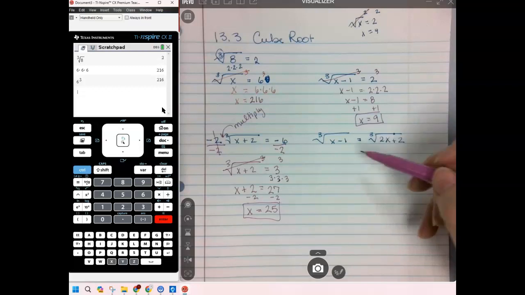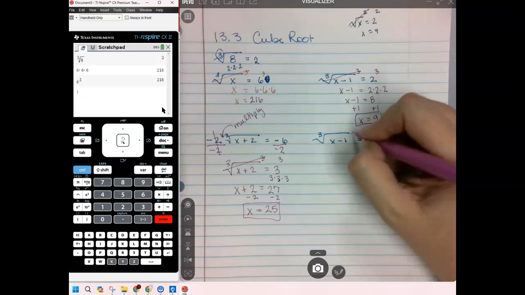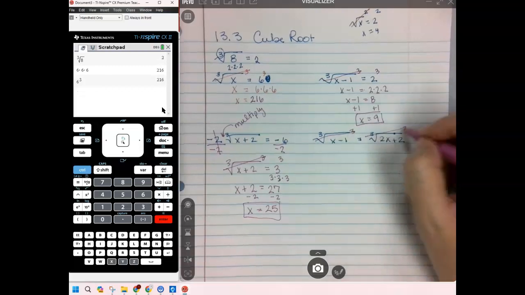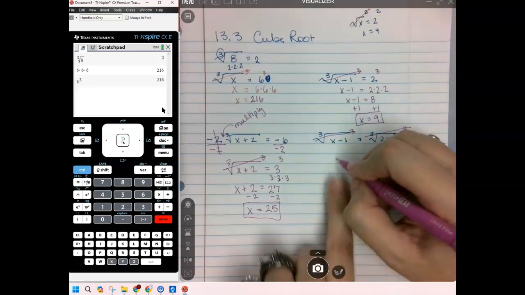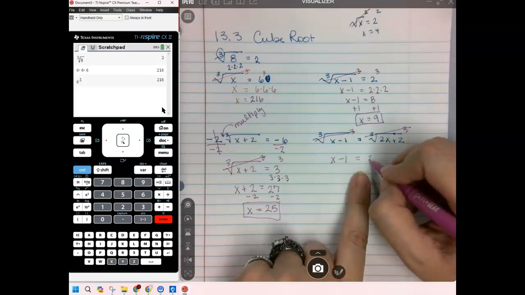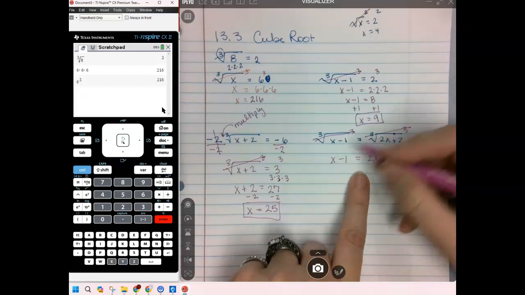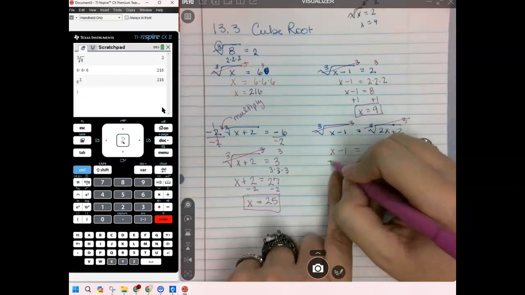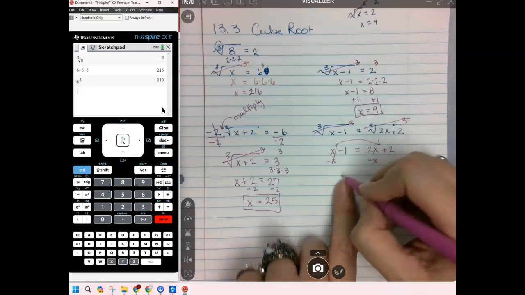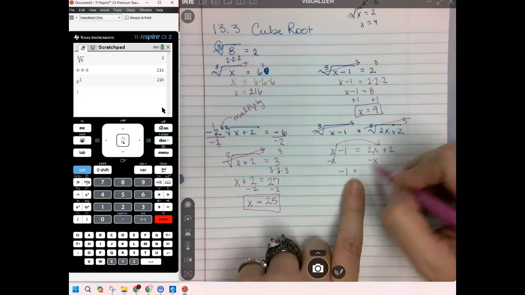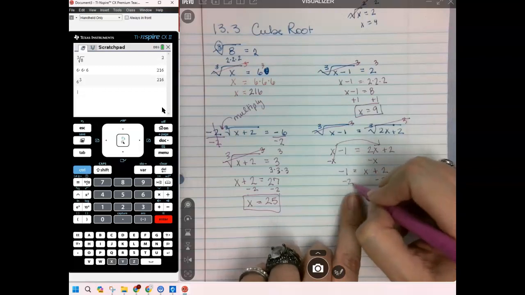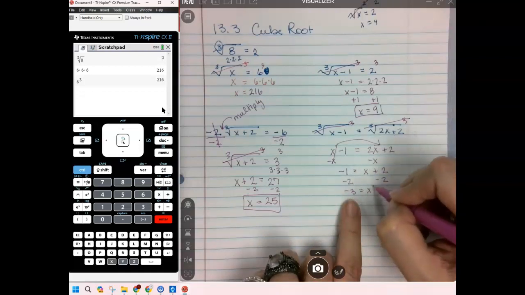And finally, I might have it where it has a cube root on both sides, and I can cube both sides. So this cancels and this cancels. Then I can go x minus 1, because that's all canceled, equals 2x plus 2. Now I can solve this. I need the x's together, so I'm going to subtract x to get this to go over there. I have negative 1 equals x plus 2. Then minus 2 on both sides, and I get negative 3 equals x.